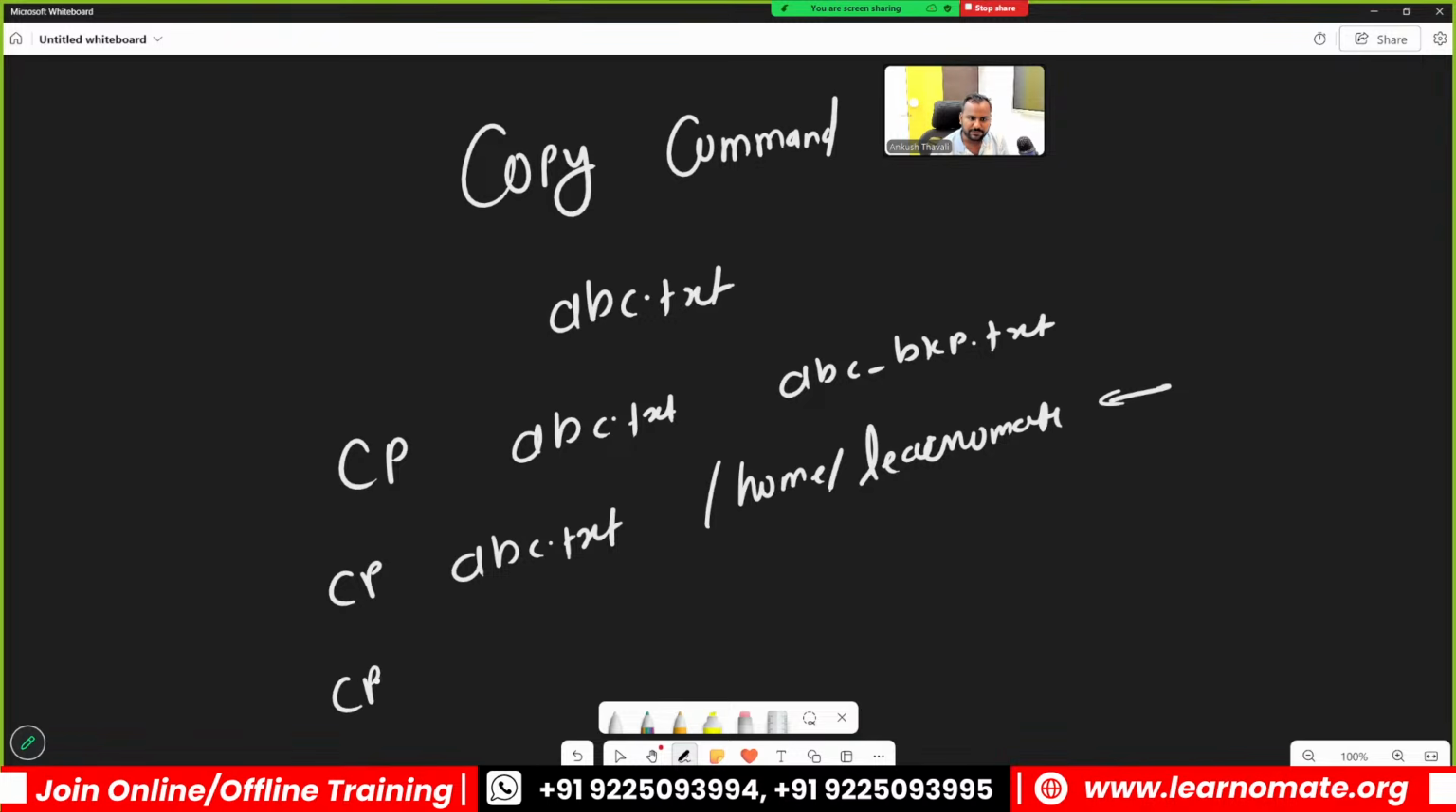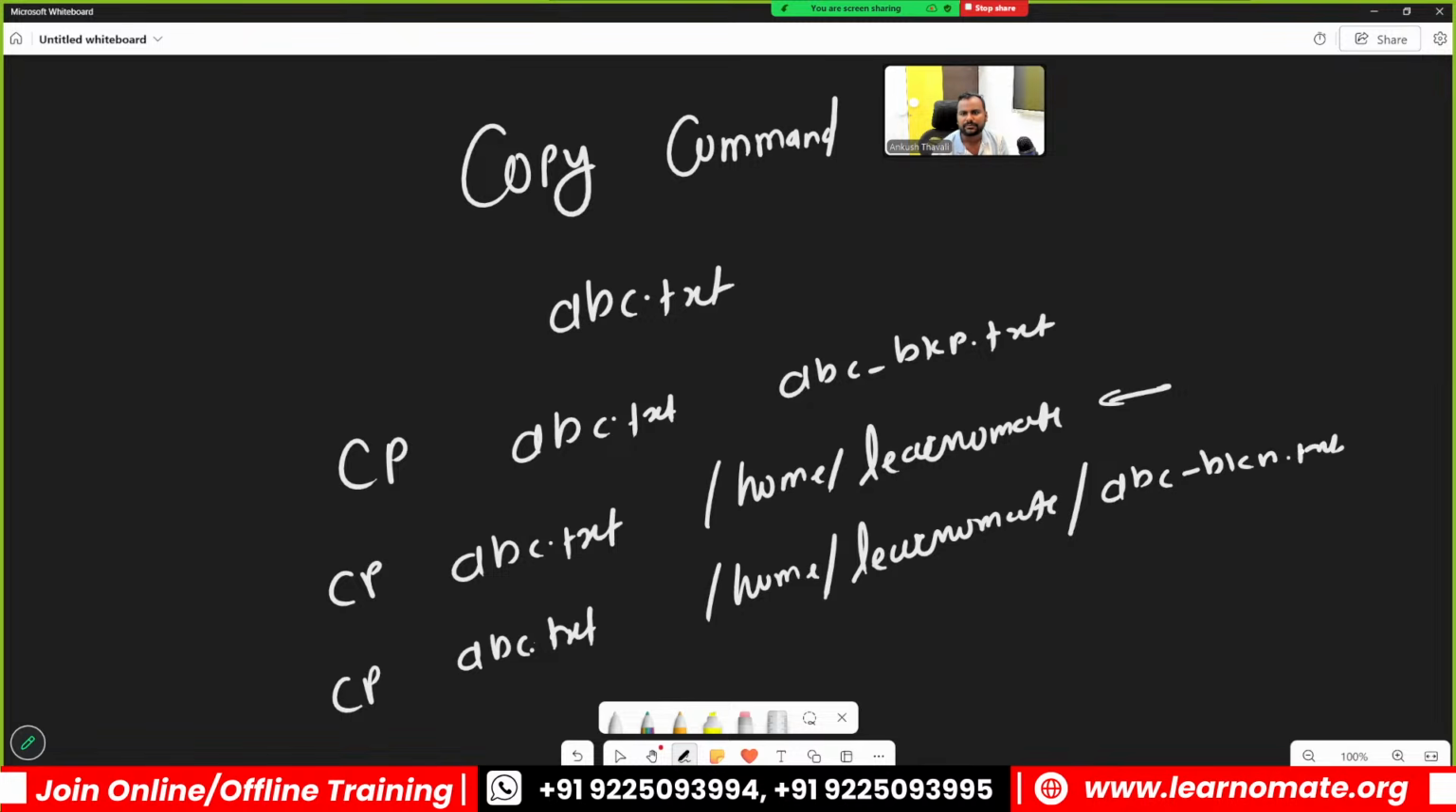But if you want to give a different name, you can do it like this: cp abc.txt /home/learnomate/, and then whatever name you want to give, let's say abc_backup.txt. This way also you can do. So whenever you want to copy, the syntax is copy, the source file location, and the target file location.